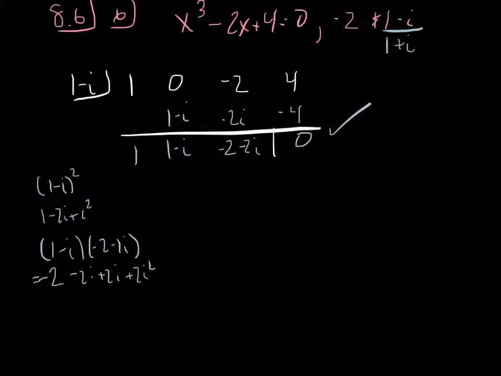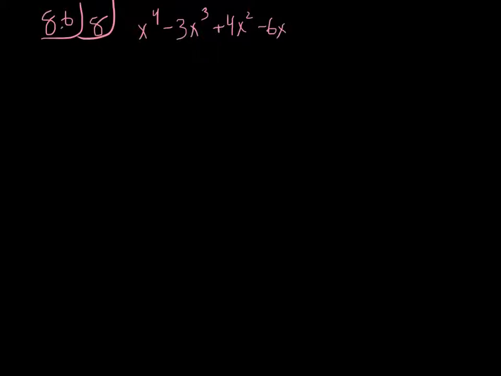Okay, we can try it on another one too. So this is 8.6, number 8, and that's x to the 4th minus 3x cubed plus 4x squared minus 6x plus 4 equals 0, and it gives us the roots 1, 2, and i root 2.